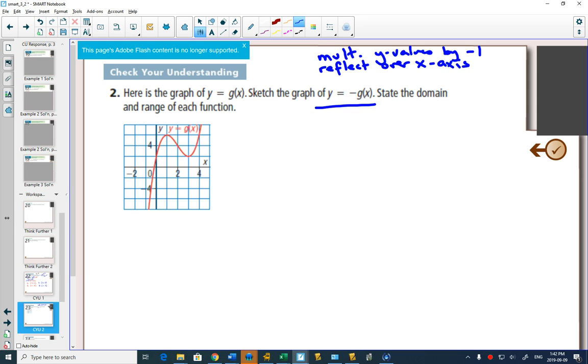So I know that my y value is getting multiplied by -1. If I visualize that, that reflects it down over the x-axis. That means we have a vertical reflection. Now that I know that, I can take some key points on my original graph.